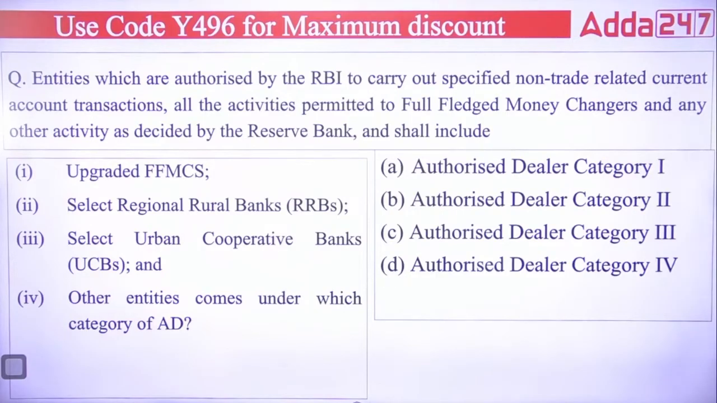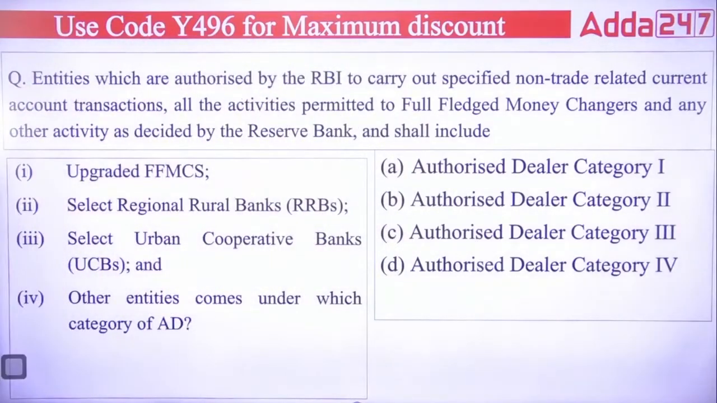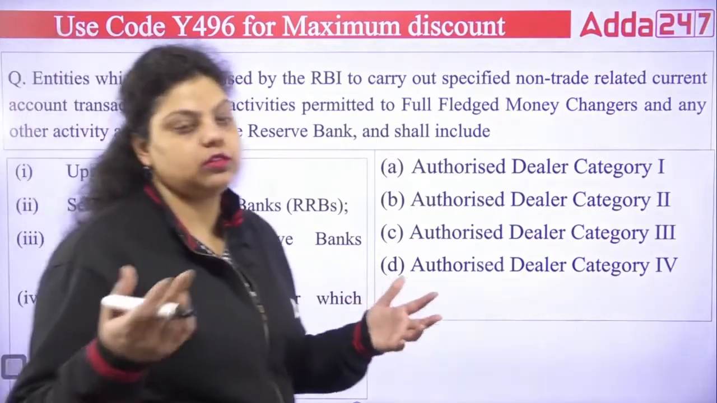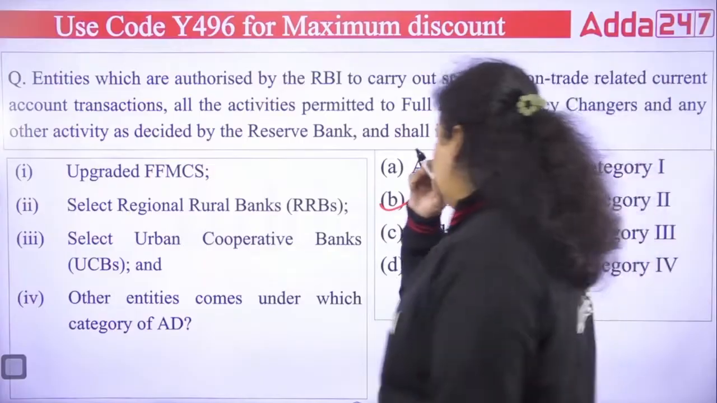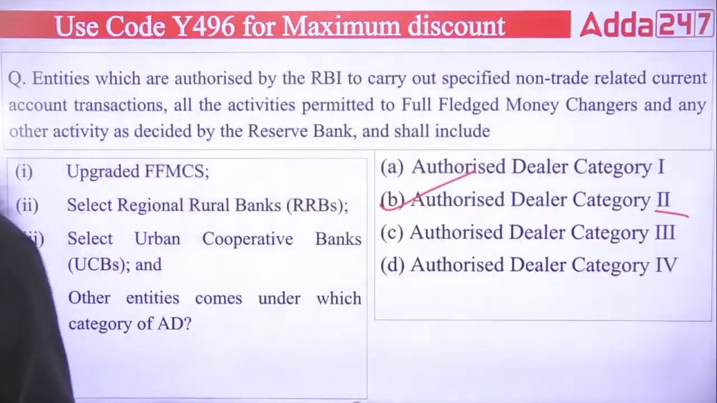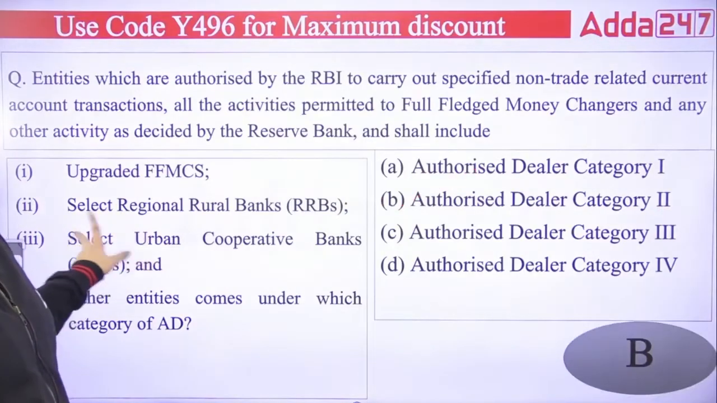A, B, C or D? So as I have told you, authorized dealers means the parties, the banks, the institutions, the persons to whom RBI has allowed to participate in foreign exchange transactions. The category here is second. So authorized dealer category second will be the party here. So right answer is B.